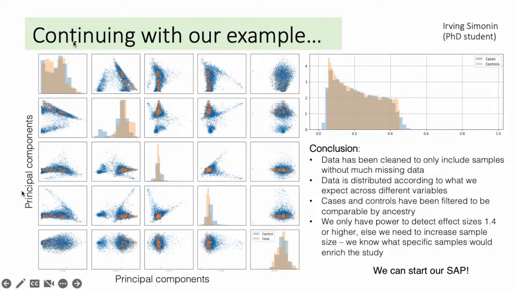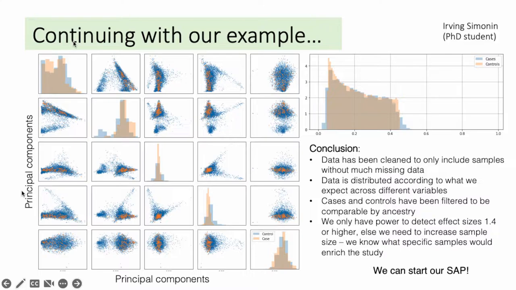Right now the conclusion is that the data has been cleaned to only include samples that do not have missing data, by regenotyping for example, and the samples that failed are removed. The data is distributed according to what we expect across different variables, as I showed you before. Cases and controls have now been filtered to be comparable by ancestry, which is what these graphs allow us to check.